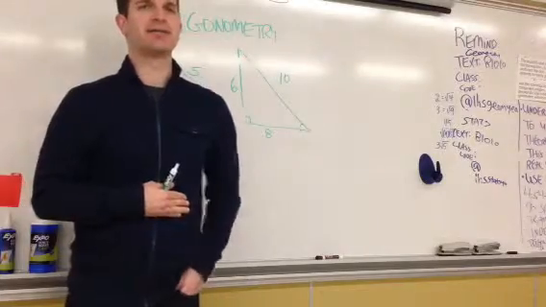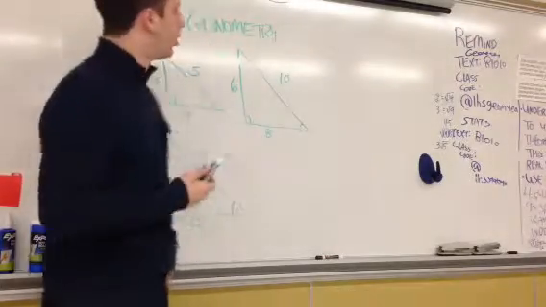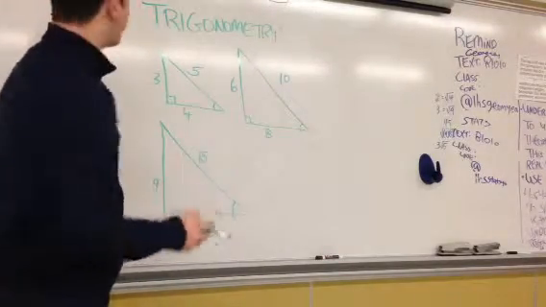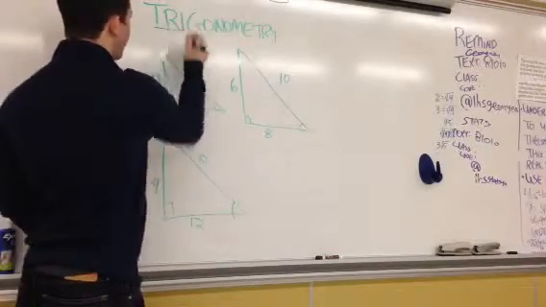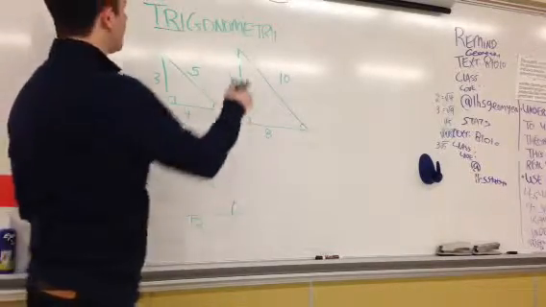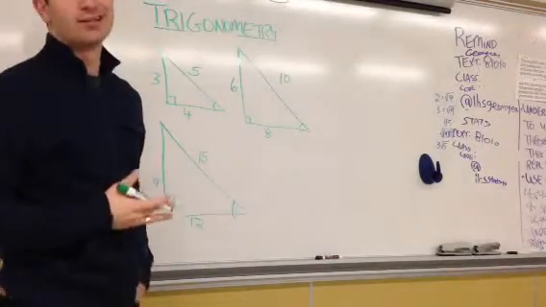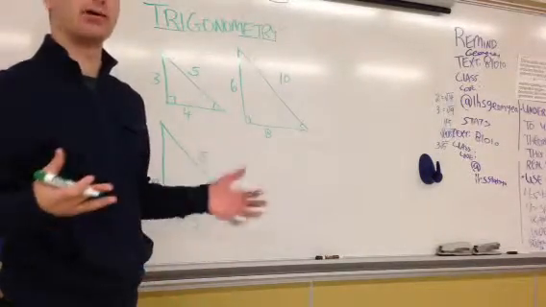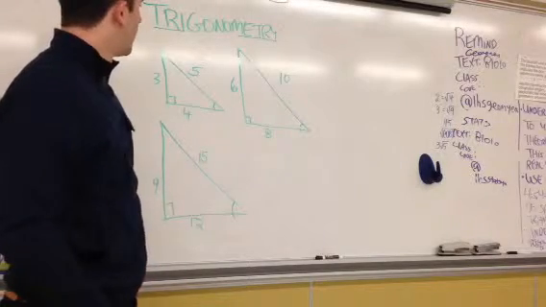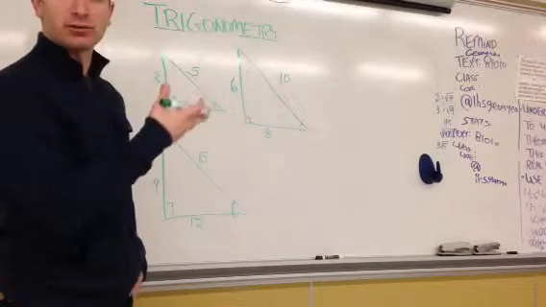Today we're going to be studying about trigonometry. What does trigonometry mean? Well, think about triangles. Metry is simply measurements. So all trigonometry is just triangle measurements. So why do I have these triangles drawn up here?